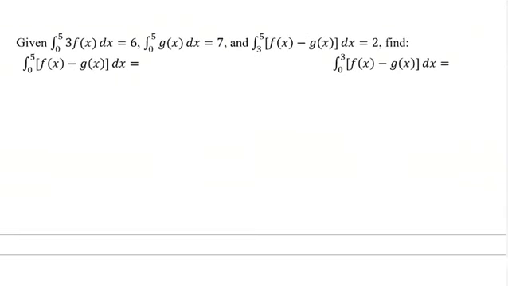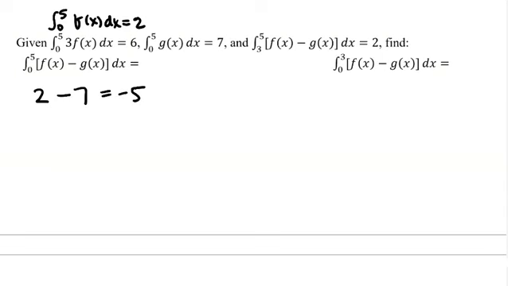All right, here we've got another one. We're saying that the integral from 0 to 5 of 3 times f of x is going to be 6. I'm just going to stop right there and say that means the actual integral from 0 to 5 of f of x is going to be 2. The integral from 0 to 5 of g is 7. And the integral from 3 to 5 of f minus g is 2. Interesting. Well, the integral from 0 to 5 of f of x minus g of x with respect to x is going to be 2 minus 7, which is negative 5.